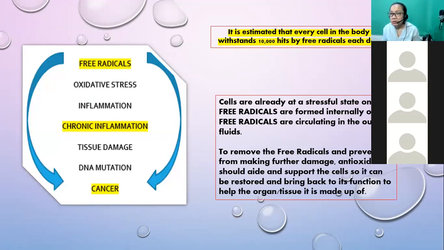Okay. Now let's go to the free radical discussion. So here, during my product presentation, I have presented this pathway where for the occurrence of abnormal cells. The trigger for that is the accumulation of free radicals in the body. Free radicals are everywhere. And according to study, like kaninang umaga when I attended the free radical summit earlier, it is estimated that every cell in the body withstands 10,000 hits by free radicals each day.